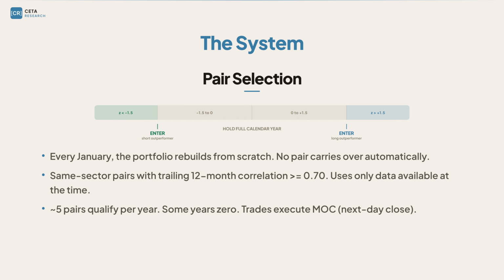From the US stock universe, we screen same-sector pairs with trailing 12-month correlation of at least 0.70. On average, about 5 pairs qualify in any given year. Some years, none qualify at all, and the strategy holds cash. Trades execute at the next day's close, so signals from one day's data can't be acted on until the following session closes. That's called mark-on-close execution.